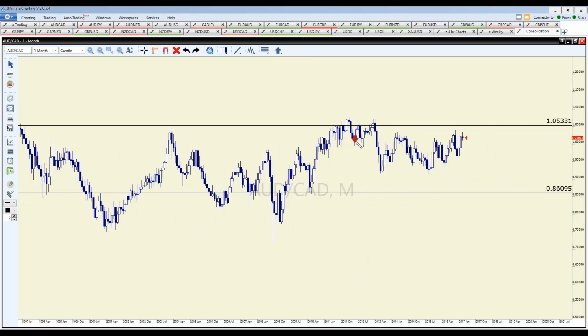So you sold here, made profit. You wait for the next high, you sell again. You wait for the next high, sell again. You wait for the next high, you sell again. And every time the market forms a high, you start looking for a selling opportunity.